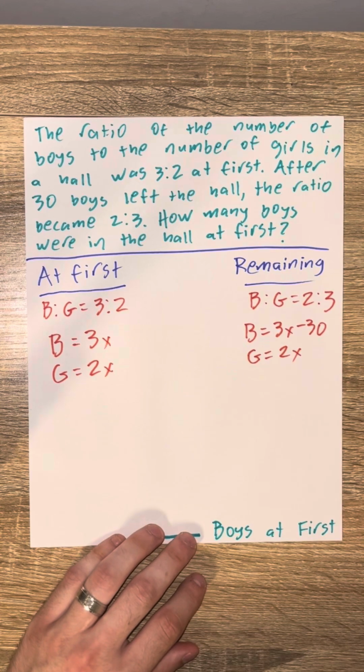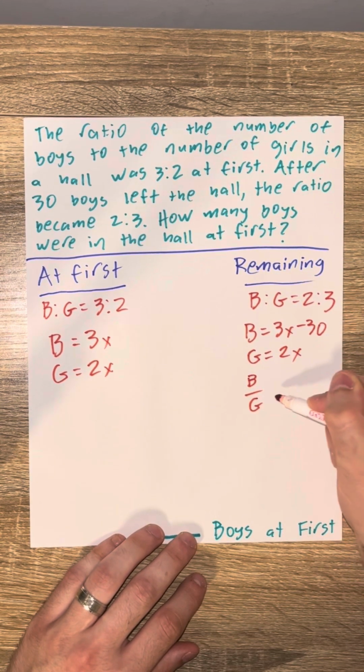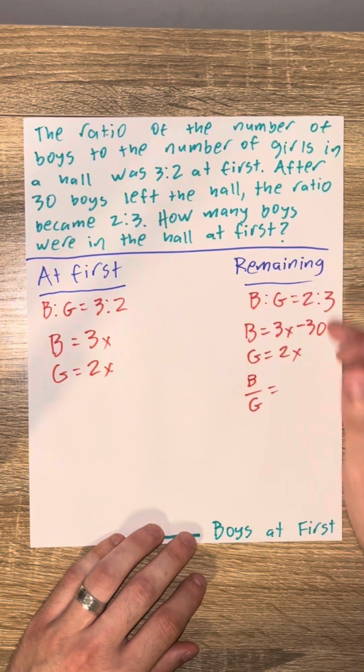Now, we can set up a proportion, right? The number of boys divided by the number of girls in this hall after the 30 boys have left is going to be equal to 2/3.